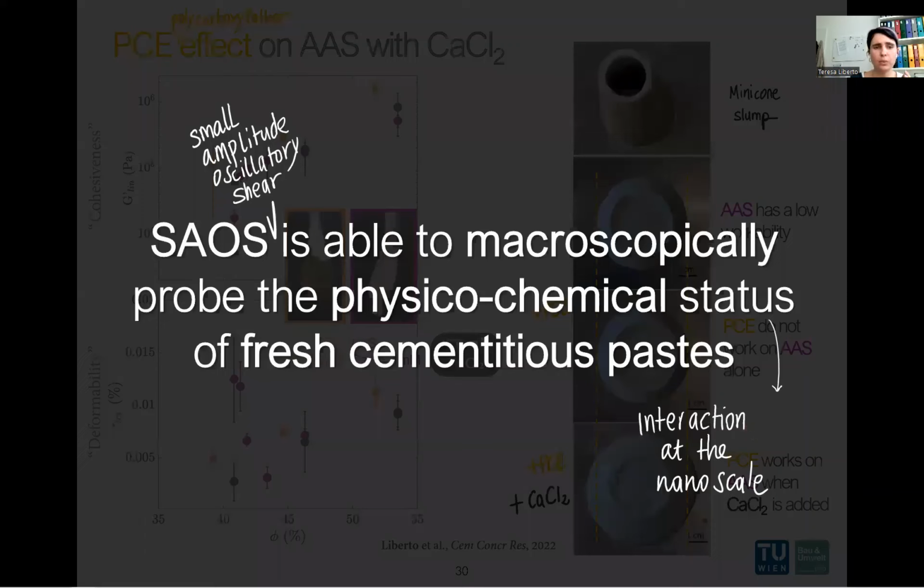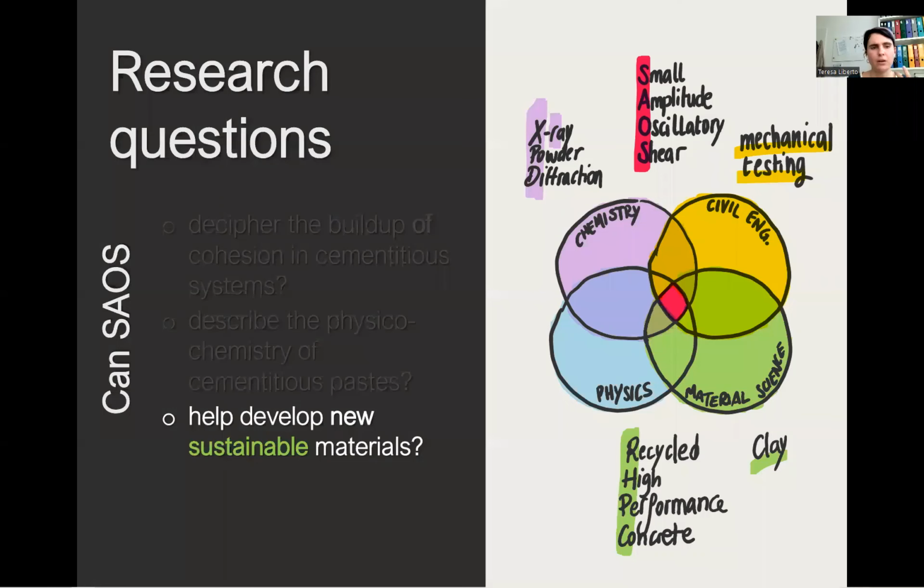So to conclude this second part, SAOS is able to macroscopically probe the physicochemical status of fresh cementitious material, so really the interaction at the nanoscale. And now the last question: how can the measurements I showed you in the last slides help develop new sustainable materials? To show you that, I will couple SAOS with X-ray powder diffraction and mechanical testing, and I will show you an example on clay and one on recycled high-performance concrete.